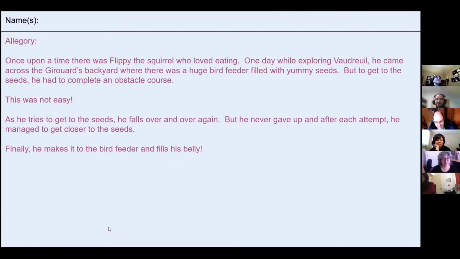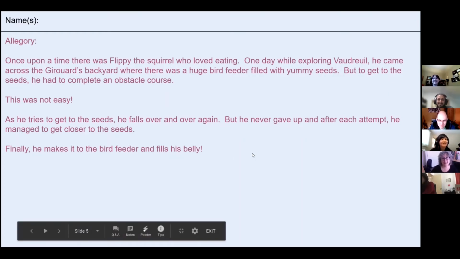Sure. Once upon a time, there was Flippy the squirrel who loved eating. One day, while exploring Vaudreuil, he came across the Gerard's backyard where there's a huge bird feeder filled with yummy seeds. But to get to the seeds, he had to complete an obstacle course. This was not easy. As he tried to get to the seeds, he falls over and over again. But he never gave up, and after each attempt, he managed to get closer to the seeds. And finally, he makes it to the bird feeder and fills his belly.